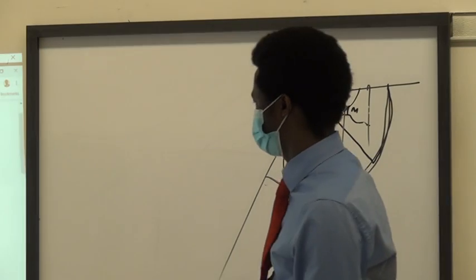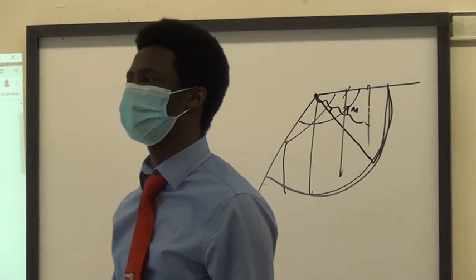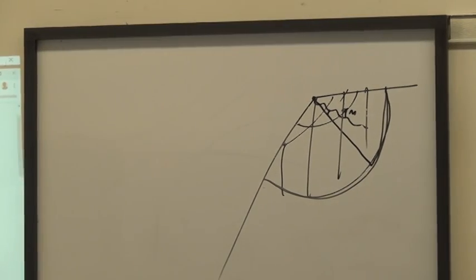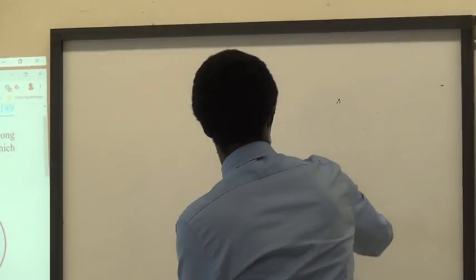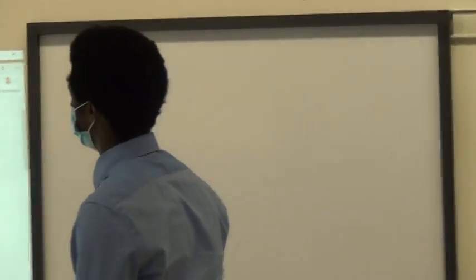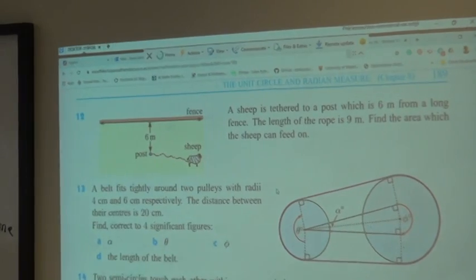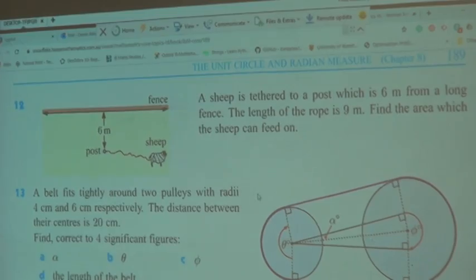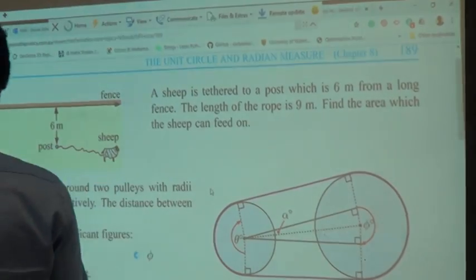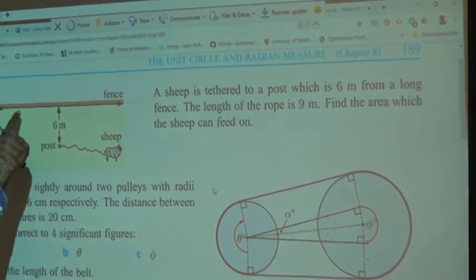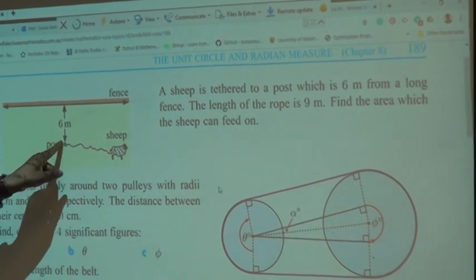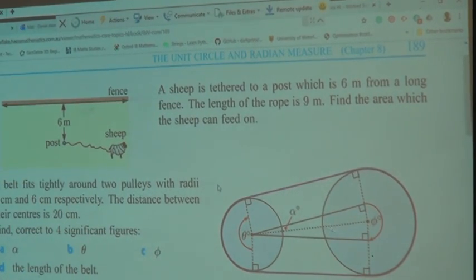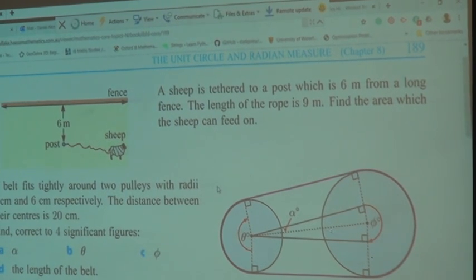Okay? So when I saw this question, it reminds me of that math contest problem that I did those years, that particular year. All right. A sheep is tied to a post, which is 6 meters from a long fence. So this is it here. This is the fence. The length of the rope is 9. So find the area on which the sheep can feed.